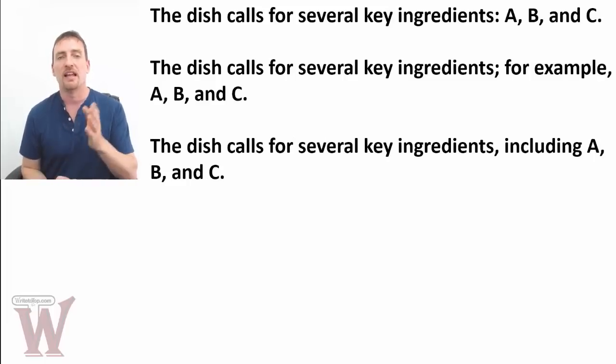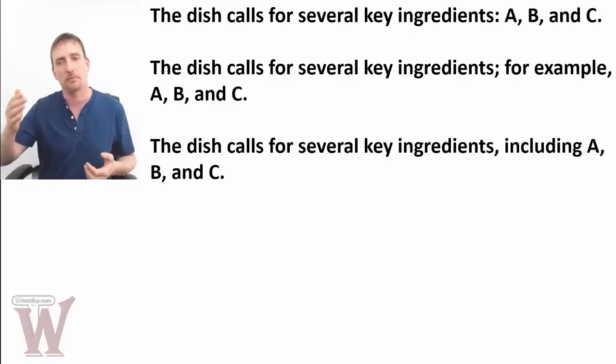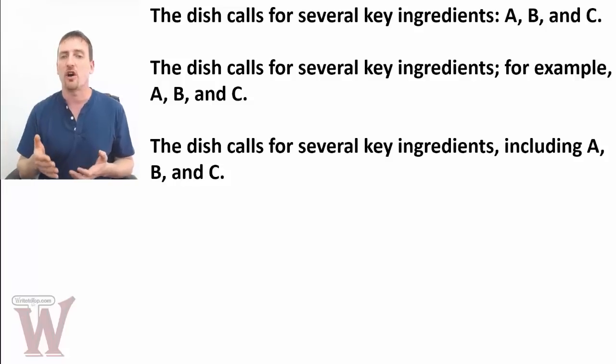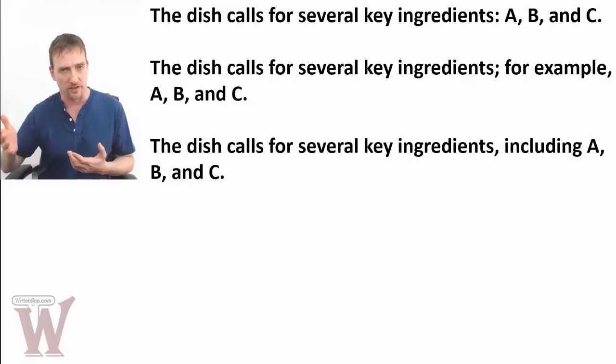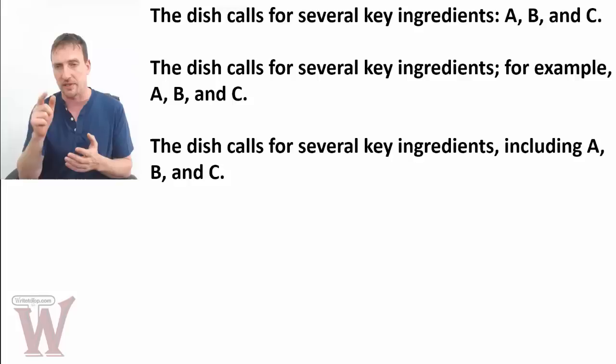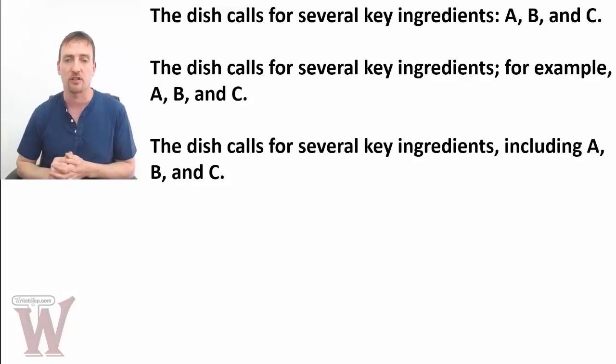Some more examples. The dish calls for several key ingredients, colon. What are they? A, B, and C. The dish calls for several key ingredients. For example, A, B, and C. Okay, there's a semicolon if you wanted to use it that way. You're not going to use a colon because you have your transitional phrase to begin the next clause, a full clause.